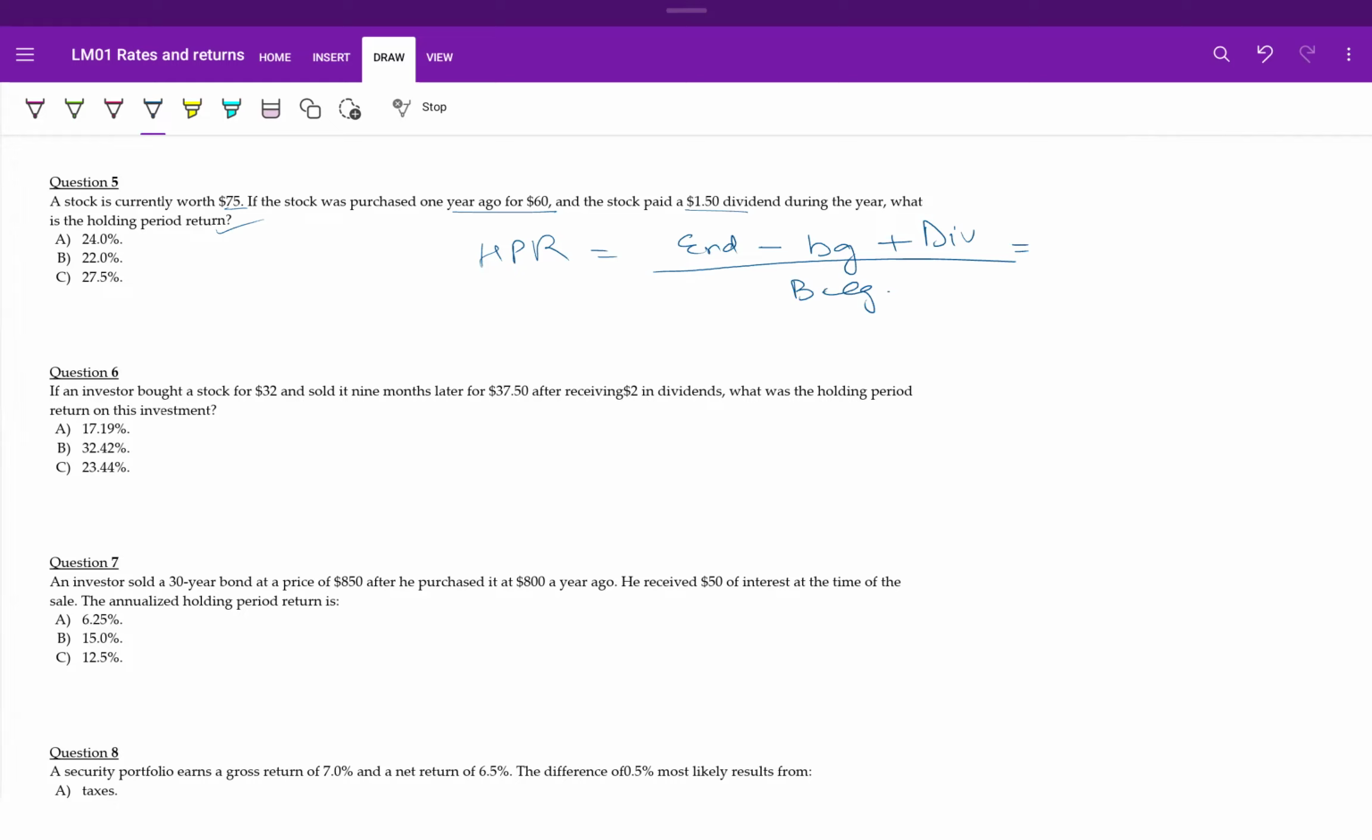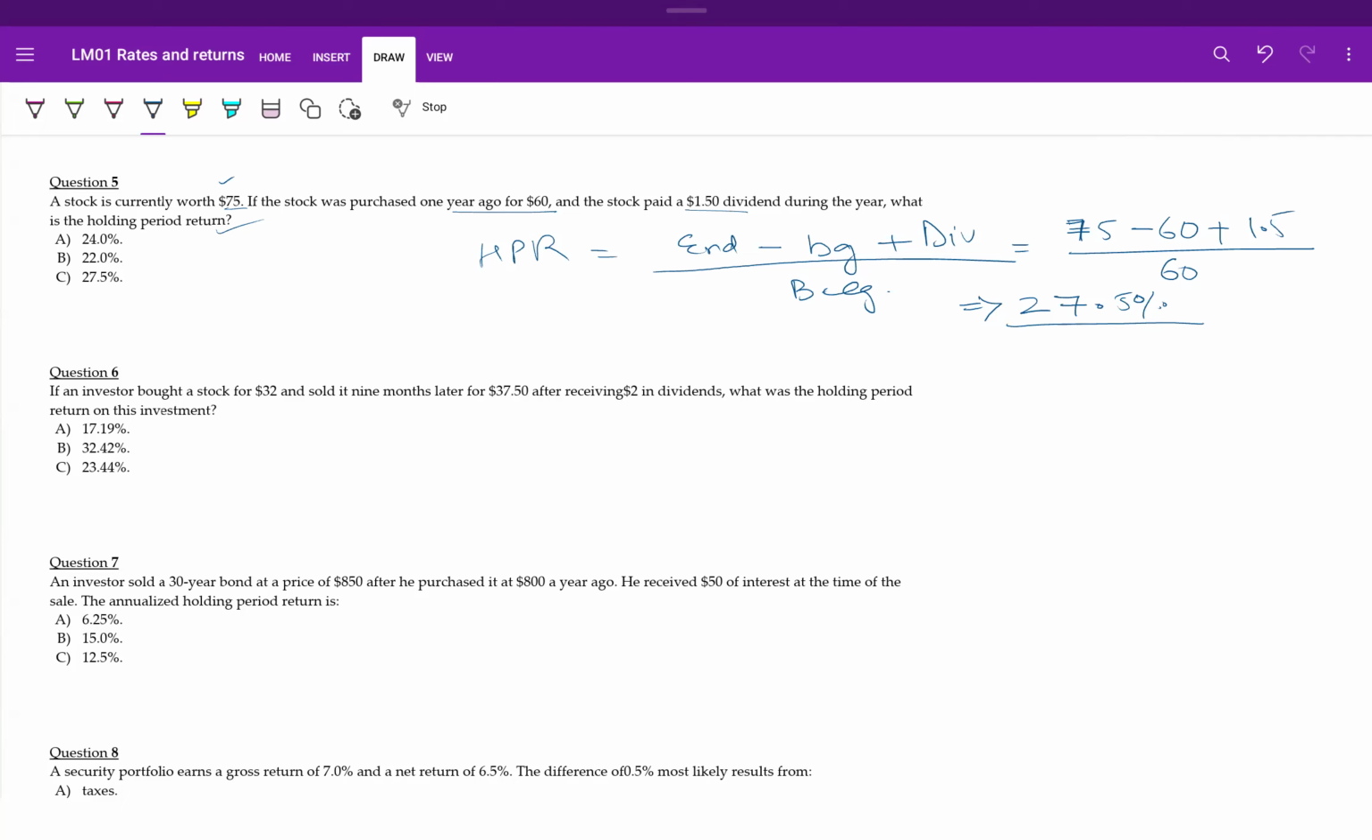So this is going to give us 75. We start with the 75. Currently it's 75, which means this is the ending value. Purchased at $60, we add back the dividend of 1.5, and we divide it by the beginning value, which was $60 again. So this is going to give us a holding period return of approximately 27.5%.